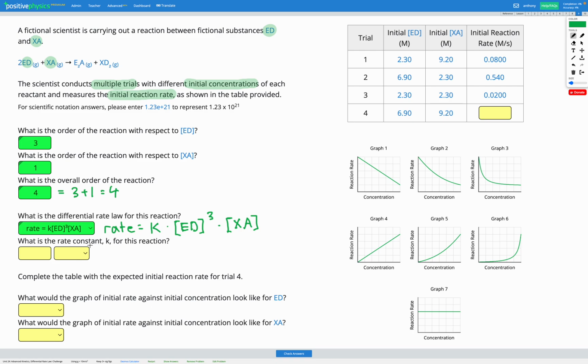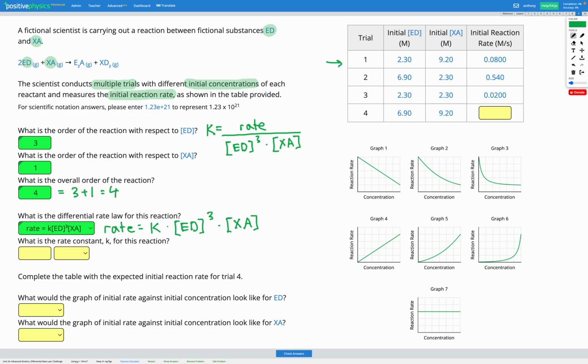So first I'm going to rearrange my equation to get k on its own. So I'm going to divide by [ED]^3 and [XA] on both sides. That's going to give me k equals rate divided by the concentration of ED cubed multiplied by the concentration of XA. So we need rate, concentration of ED, and concentration of XA.